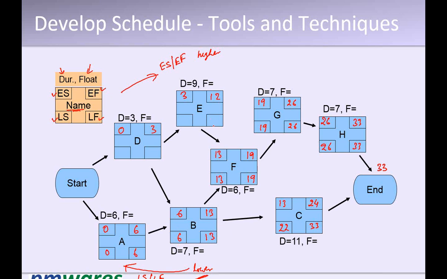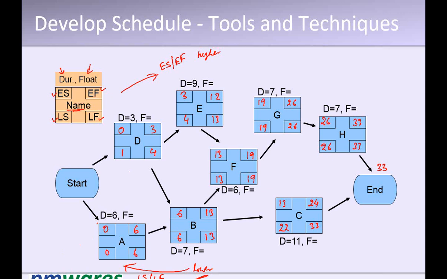Now come over here, it is 13 and 4. 13 minus 9 becomes 4. Now here there is a contest between 4 and 6. So we'll take the lower one, 4 minus 3, 1.